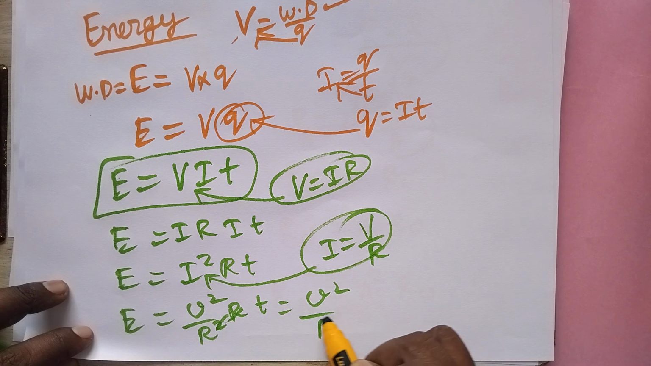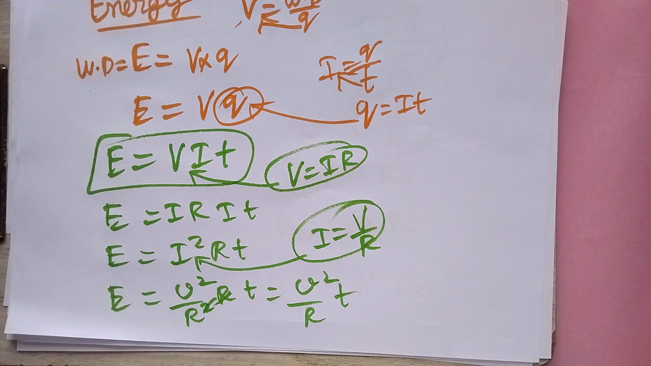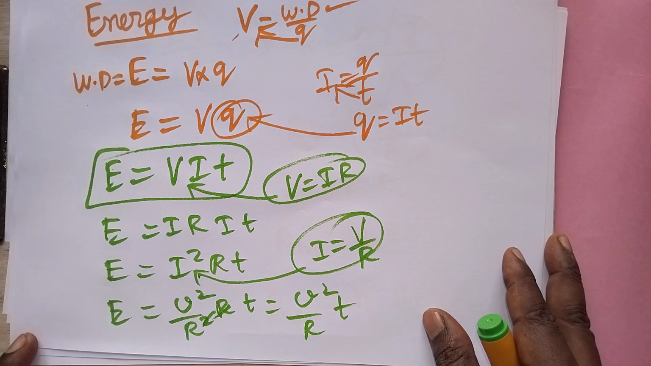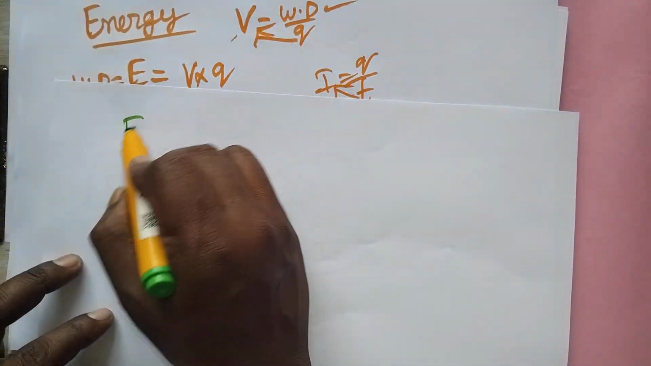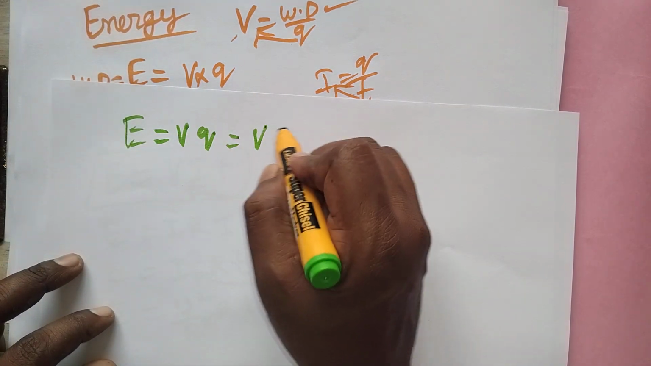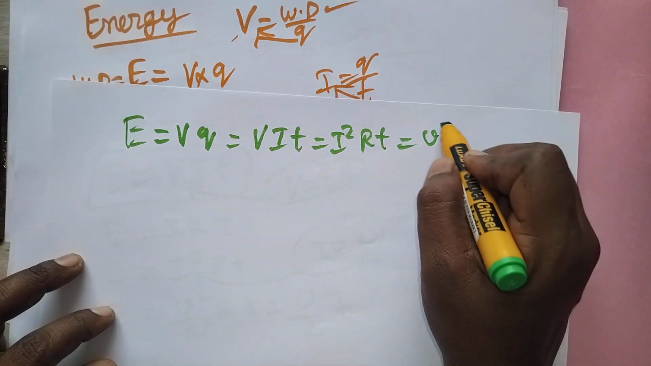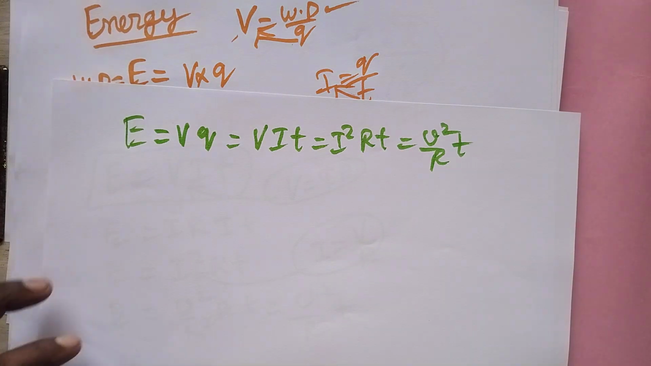V square by R into T. Okay, now we know the energy formula. The question can be asked, derive the expression of energy formula. So energy formula, finally we got VQ as one formula, VIT another formula, I square RT as another formula, V square by R into T as another formula.